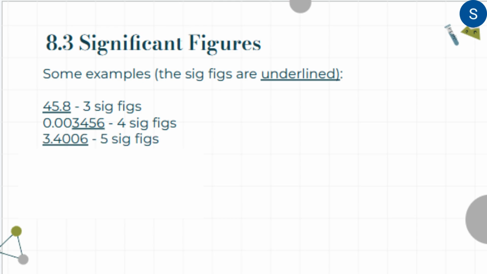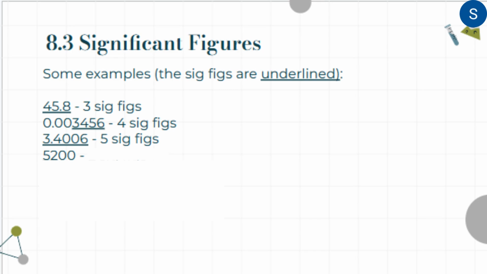The number 3.4006 has 5 significant figures because all the constants are infinitely significant. The two zeros are in between constants, so they are also significant, totaling to 5 sig figs. Now, why don't you give it a try?